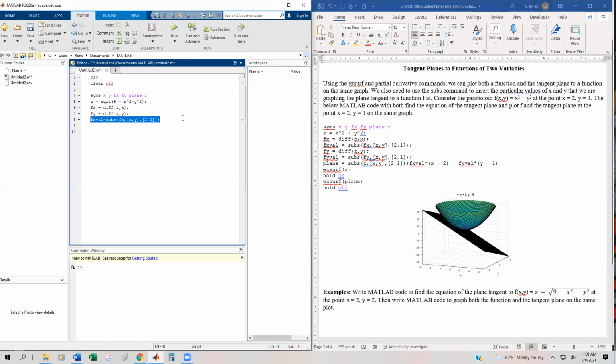The good news is we can just copy this code and just change fx val to fy val. And we're just going to substitute for fy instead of fx. So that's pretty cool that we can do that pretty quickly.